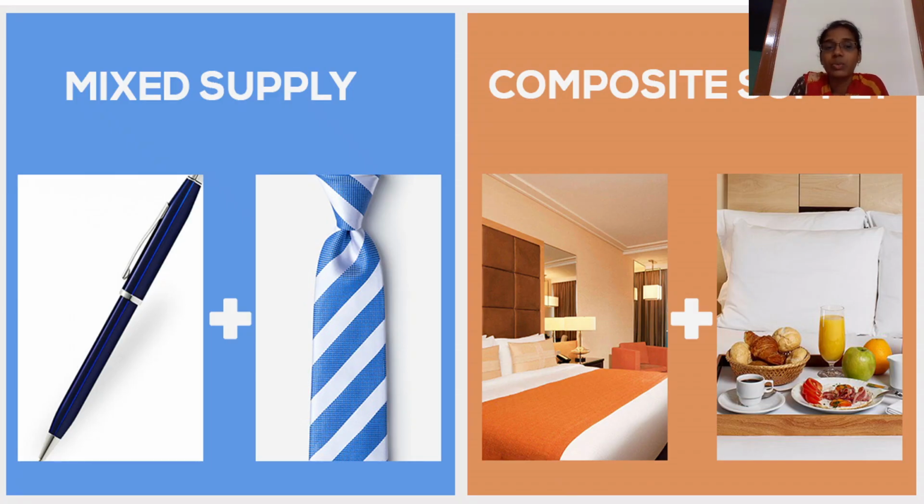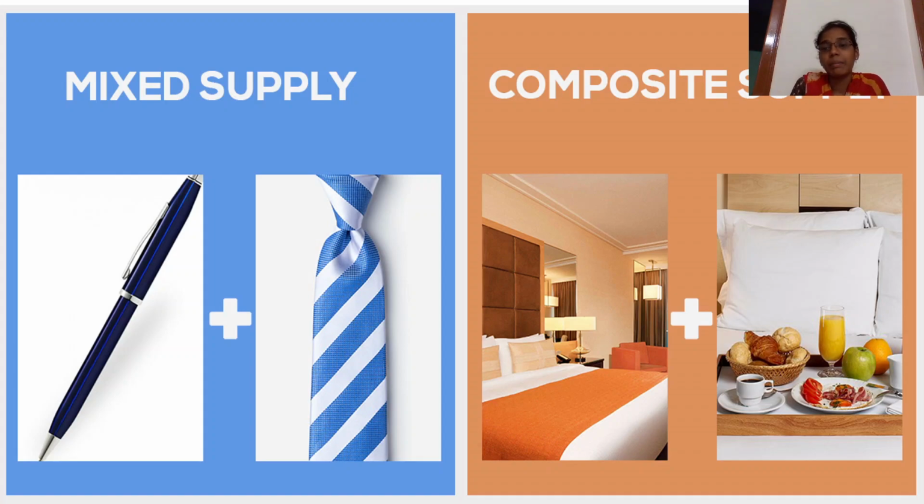Let's understand this with an example. In case of mixed supply, it is a pen which is bundled with a tie. In this bundle, the pen can be sold separately and the tie can also be sold separately, but still they are providing it together under a single price. In this case, the highest rate of GST would be applicable to the whole of the bundle.